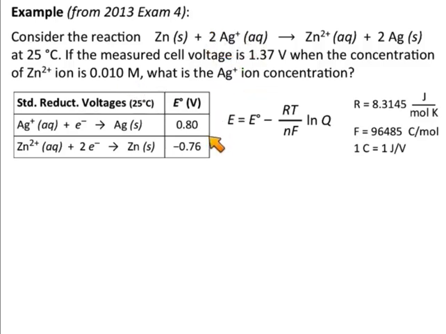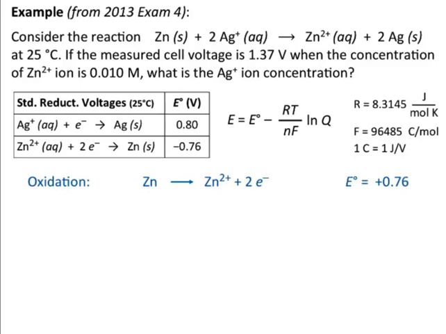And you'll need the standard reduction potentials to pull this off. All right, so we're using the Nernst equation here, and we're going to solve for this first. We'll calculate this number first, and then we'll put all the constants in. We measured 1.37 volts. We'll solve for Q, and then we'll go from there.